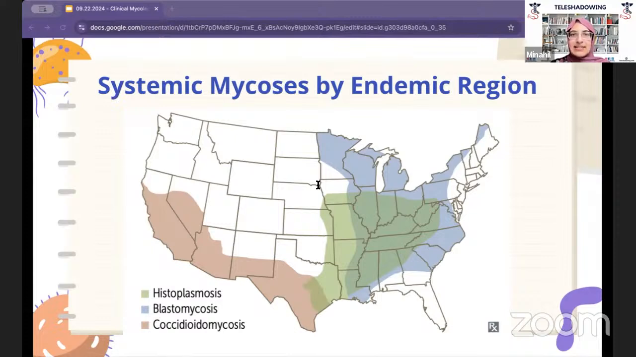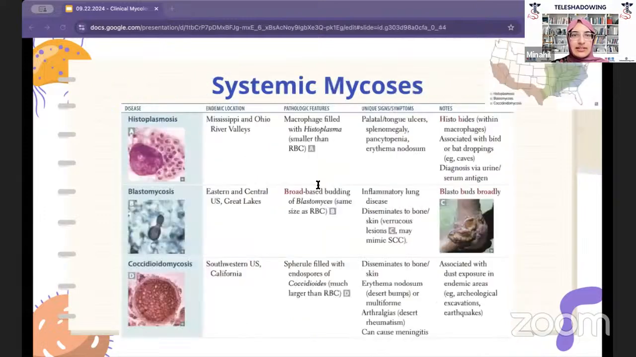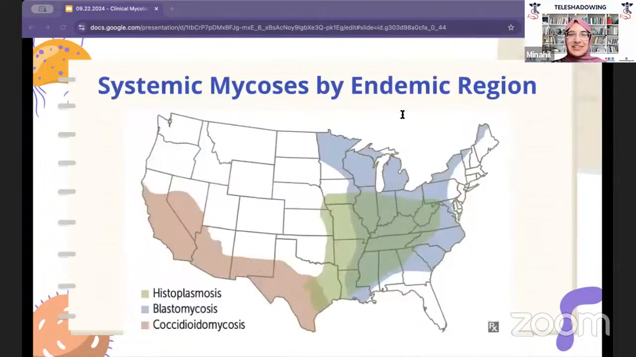Coccidioides is endemic in the southwestern US. Actually, I can go to the next slide and explain a little better. I'll start off with histoplasma. So, histoplasma capsulatum, and I put the map on the top right corner here so that we can revisit it and don't have to keep going back and forth.